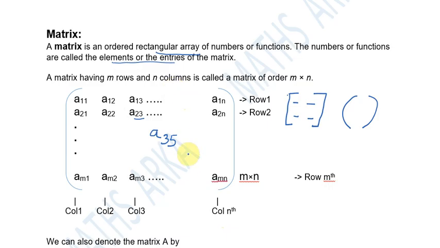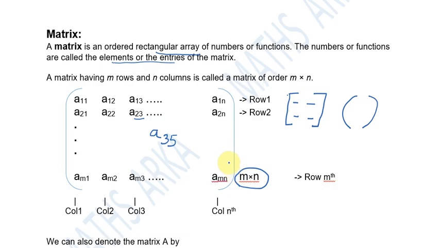Now, so we know that there are m rows and n columns. Outside this matrix we have one important thing present over here, m cross n. This represents that there are m rows and n columns in this matrix. So this part is called the order of the matrix.